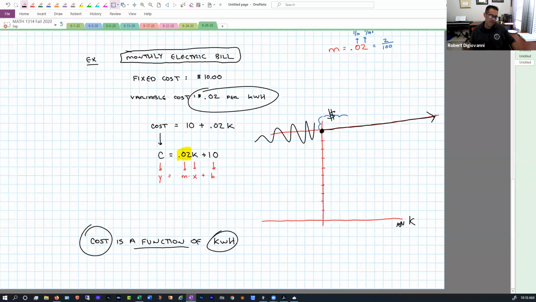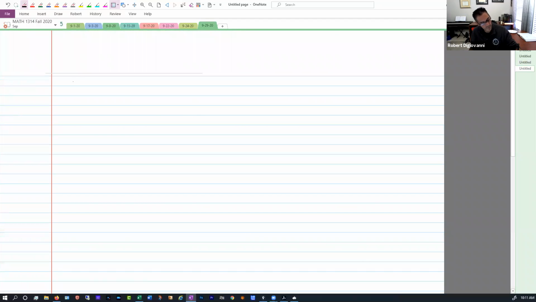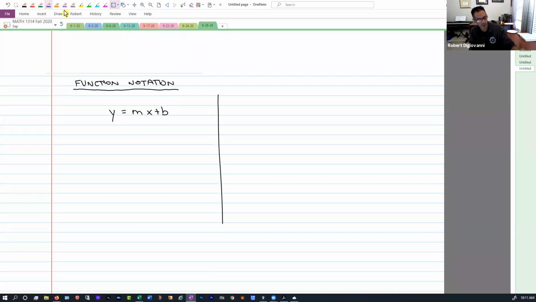And so in mathematics, we have a special notation we use when we're dealing with functions, and that's what I'm going to show you now. And I'll get back to this example and show you how we'd use it here. So we have what's called functional notation, or I'll just say function notation. So I'll give you the most simple example. Let's say that we have a line, y equals mx plus b. And I think next to this, I'm going to give you a specific example. Y equals 2x plus 5.